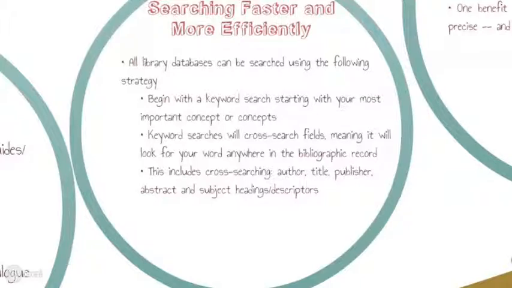A bibliographic record is the page that holds all of the item's descriptions, including author, title, publisher, abstract, and subject headings or descriptors, which we will talk about later. So one benefit of using a keyword search is that it includes the newest slang or jargon, which sometimes subject headings won't have, which we'll talk about again in the next couple of slides, I promise.